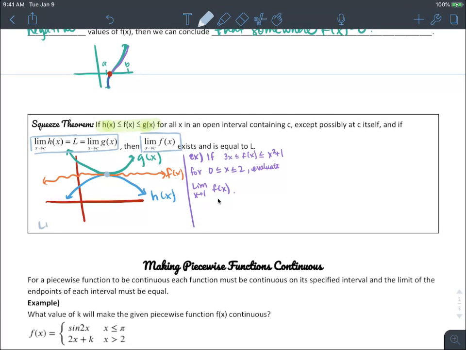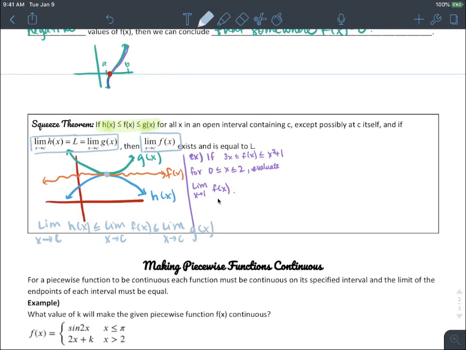So we can say that the limit as x approaches c of h of x has to be less than or equal to the limit as x approaches c of f of x, which is less than or equal to the limit as x approaches c of the largest function g of x. So when they squeeze together to the same value on the end, we know that the middle function also has a limit that's the same.